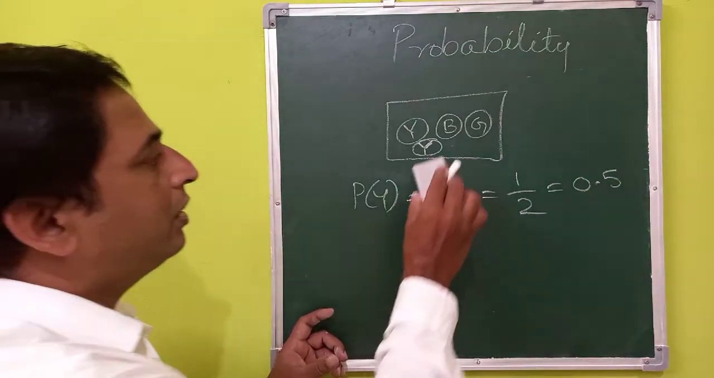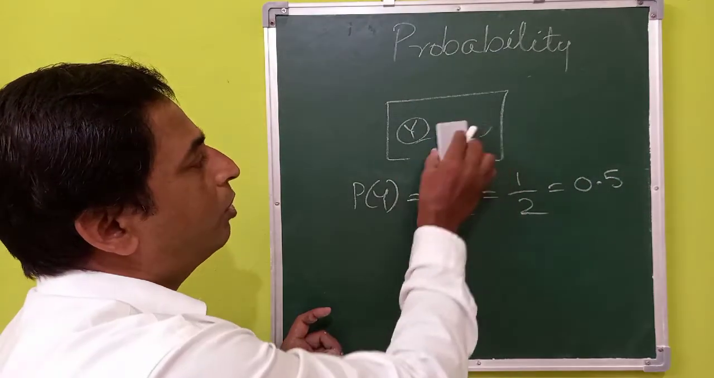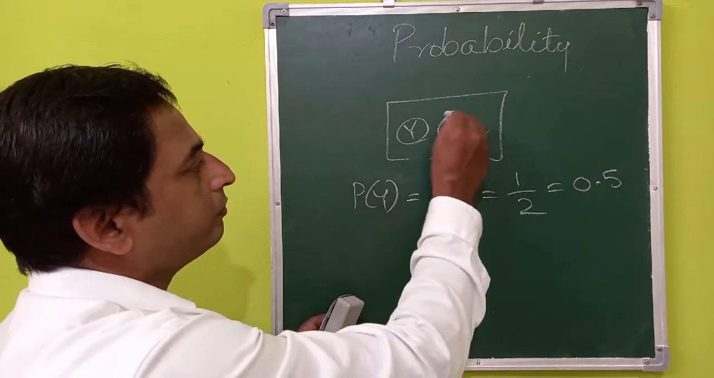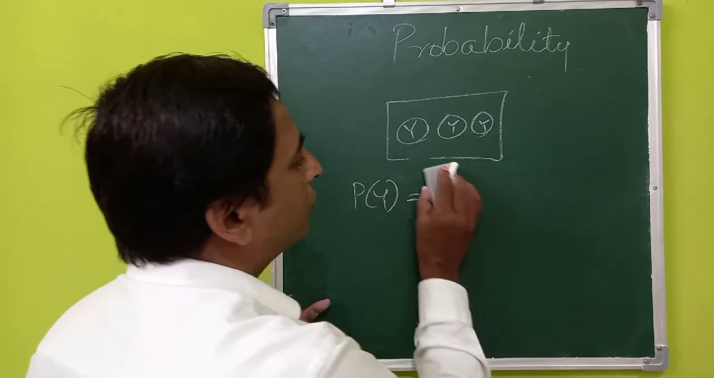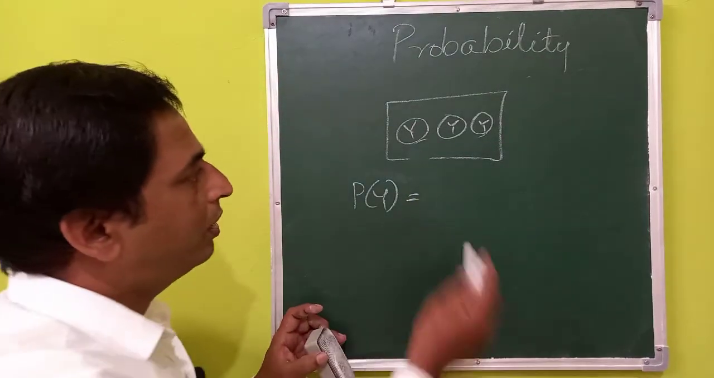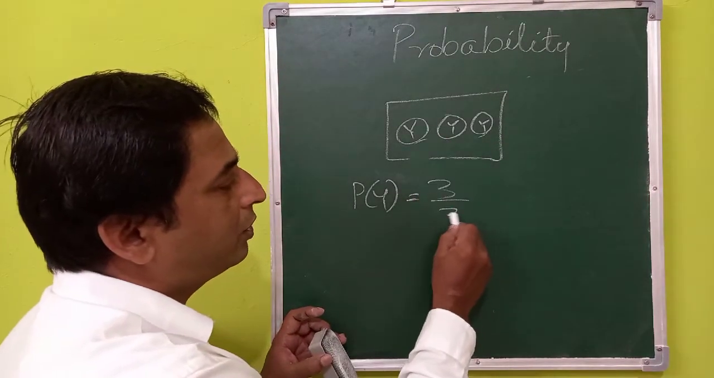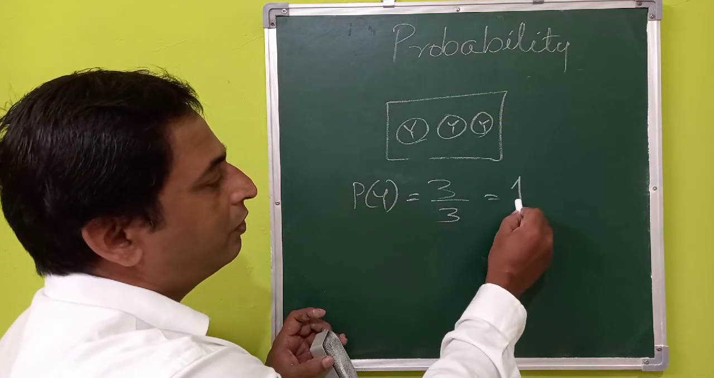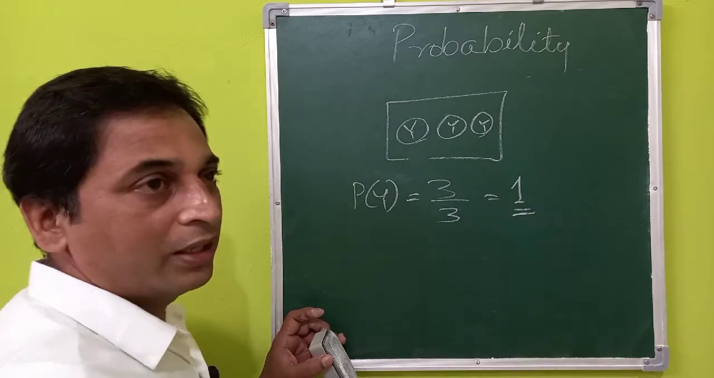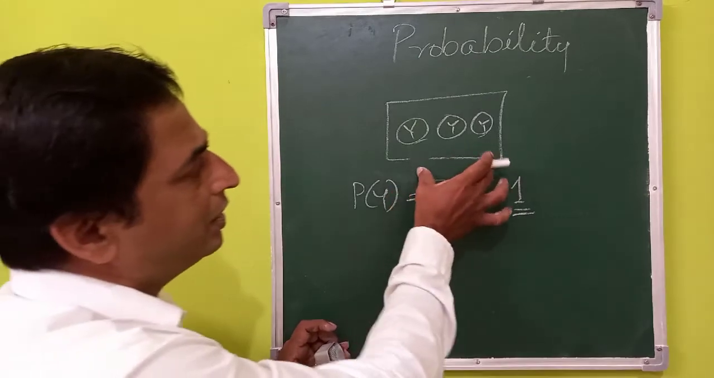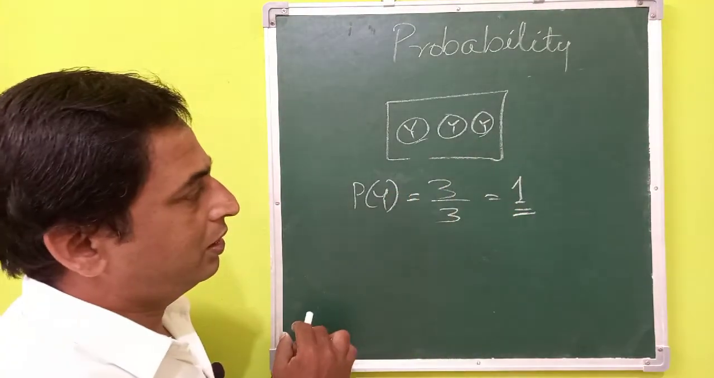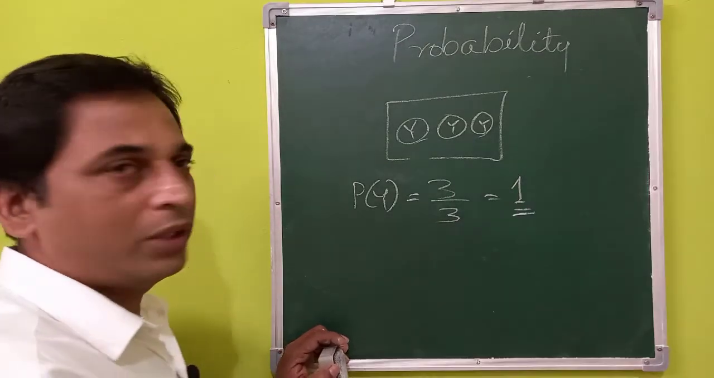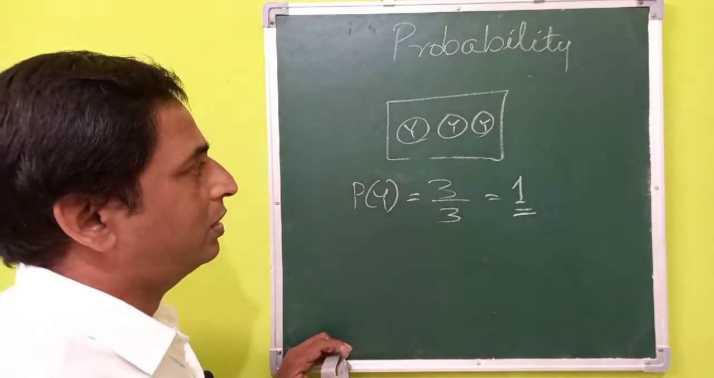And if all the balls in this are yellow, then the probability is 3 by the total, which is 3. So here we get the probability of 1. In this case it is called a sure event or a certain event. When the probability is 1, it is called a certain event.